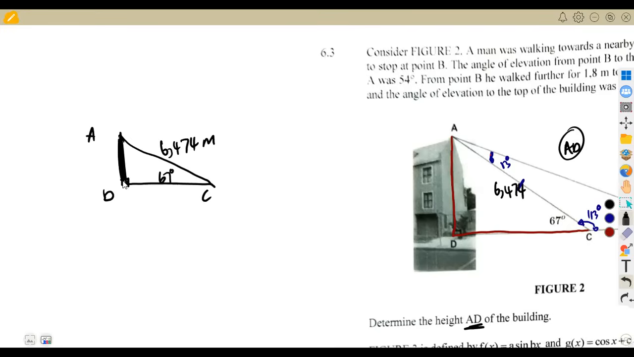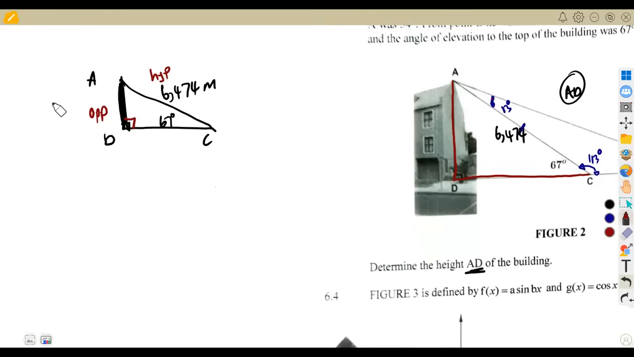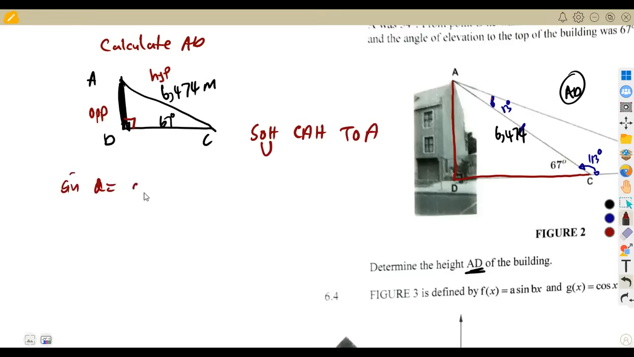This is our AD, which is the height. According to this angle, this is our opposite, and this is the hypotenuse. So you're going to apply the trigonometrical ratios, because this is a right angle triangle. From our trigonometrical ratios, we can now calculate AD. Opposite and hypotenuse is from sine. Remember from our SOHCAHTOA concept, opposite over hypotenuse is sine, so the sine of theta is equal to the opposite over the hypotenuse in this case.